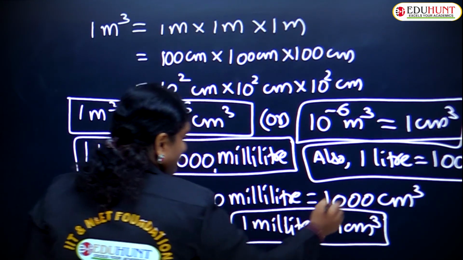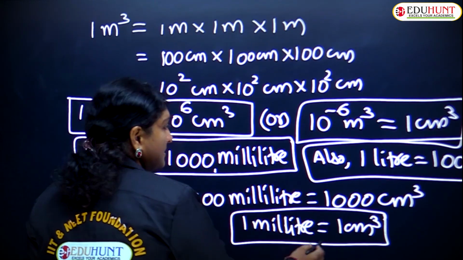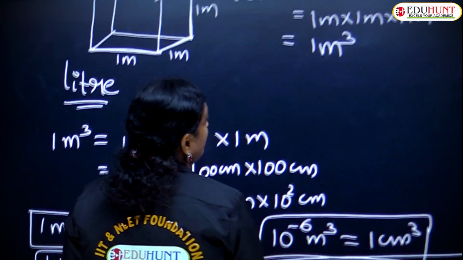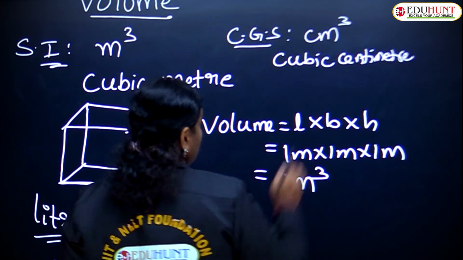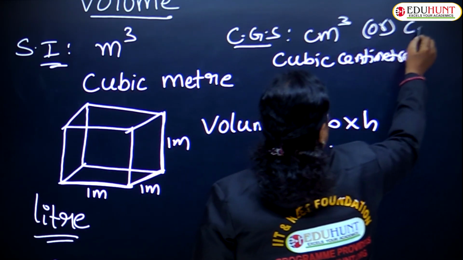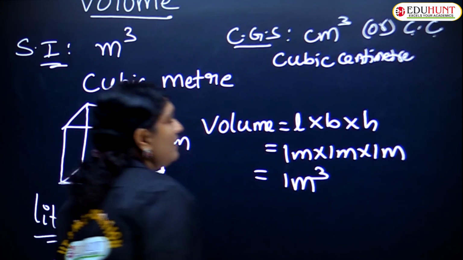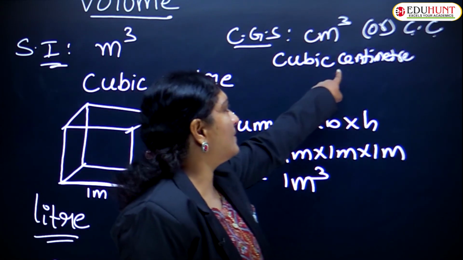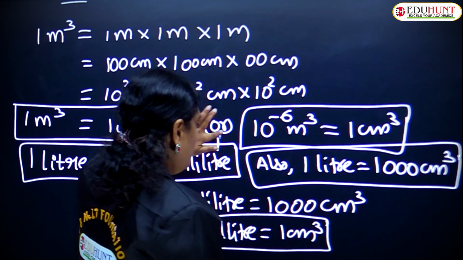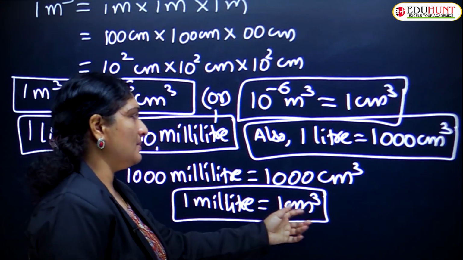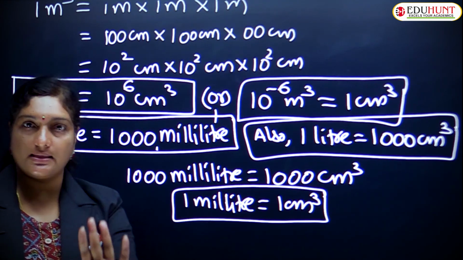If you want, you can cancel all the zeros here and then you will get 1 milliliter equals 1 centimeter cube. And remember this, children, 1 centimeter cube can also be written as cc, cubic centimeters. Either you write centimeter cube, or the short form for cubic centimeter, which is cc. So it can be 1 milliliter equals 1 centimeter cube, or sometimes 1 cc. Both centimeter cube and cc are the same.